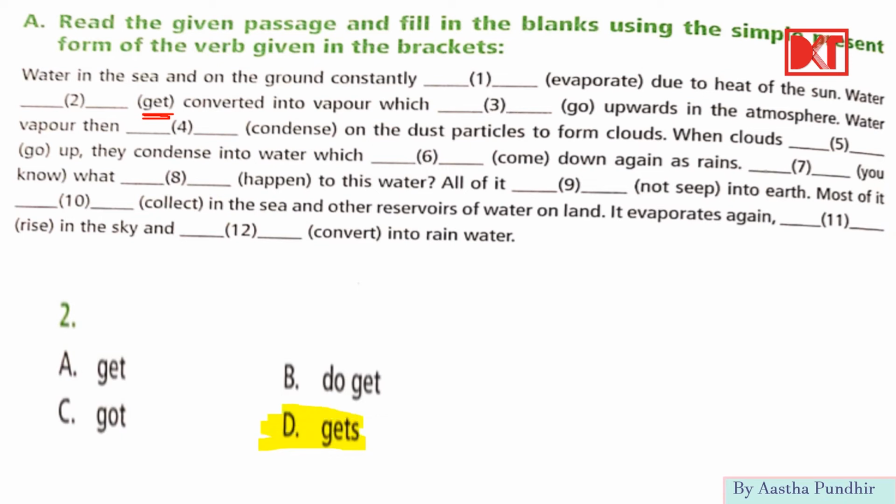जैसे कि हमने पढ़ा था कि ये जो सिंपल प्रेजेंट है कैसे फॉर्म होता है एस या एस लगा के. So we're talking about this in the third person. Water gets converted into vapor. जो A एक ऑप्शन है get, ये तो infinitive form है. B also is along with do, which is incorrect. And got, C, is the past form. So all these three are incorrect and the correct option is D. Now let's move on.